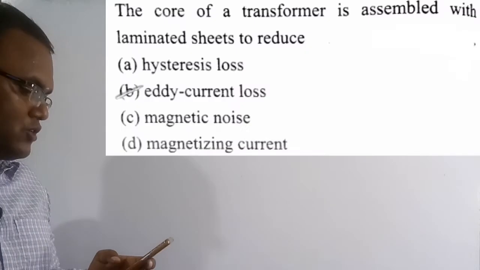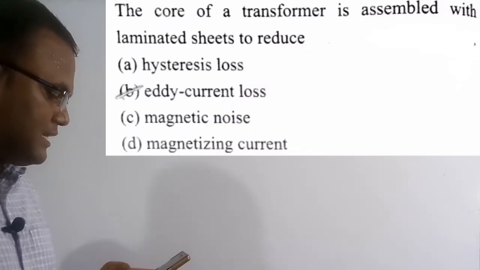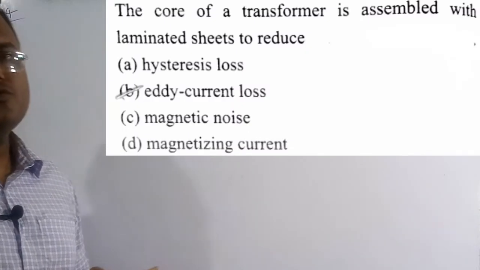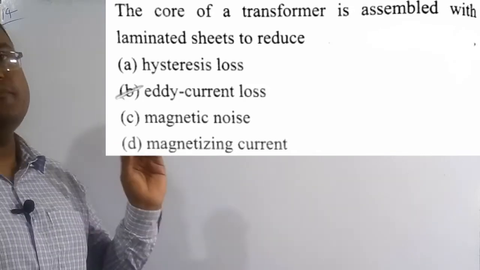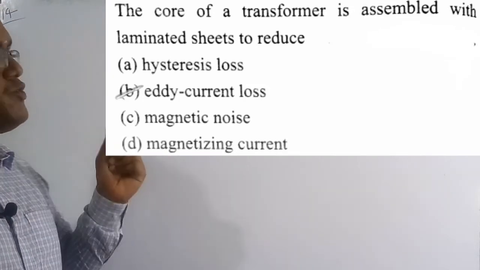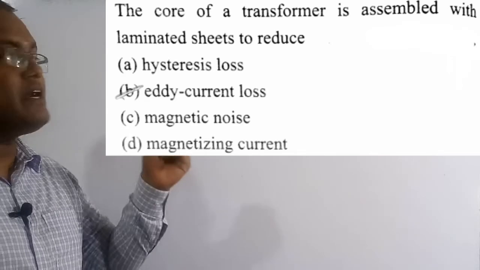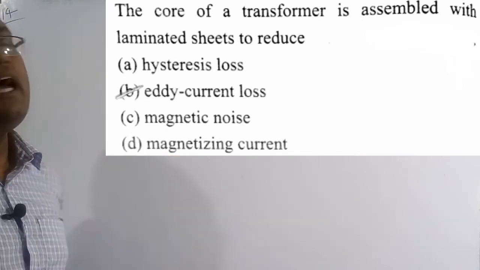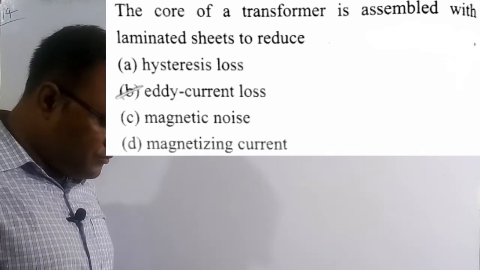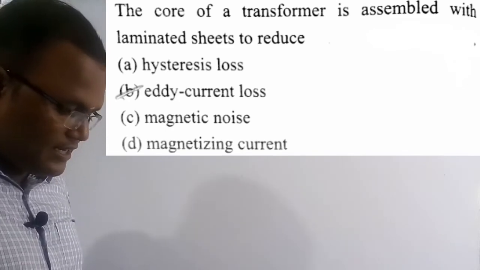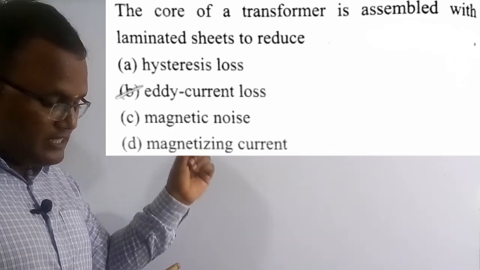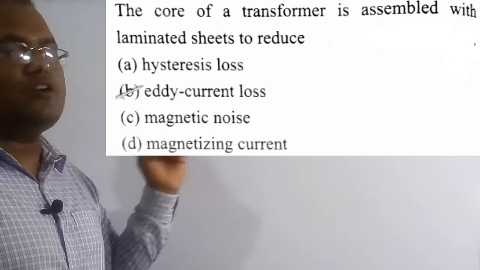So now we are going to discuss the 14th question. See the question here. The core of a transformer is assembled with laminated sheets to reduce. So here the core of a transformer is made of basically silicon steel. So why are we going to use the laminations? What is the basic reason for using the laminated steels? So here, out of the four options, option B, eddy current losses. So here we are using these laminations for the eddy current losses.